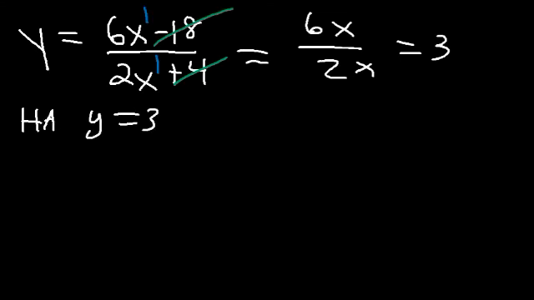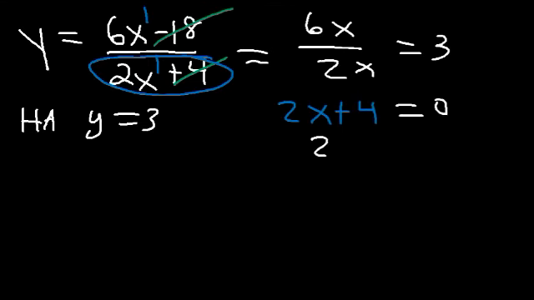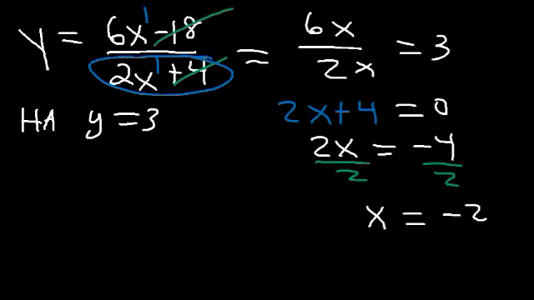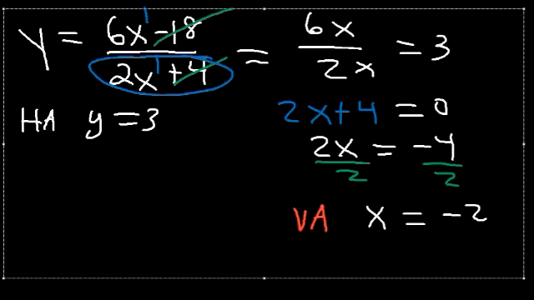Now, to find the vertical asymptote, we need to set the denominator equal to 0 and solve for x. So 2x is equal to negative 4 if we subtract both sides by 4. And then if we divide both sides by 2, we can see that x is equal to negative 2. So that's the vertical asymptote for this function. And so let's graph it.